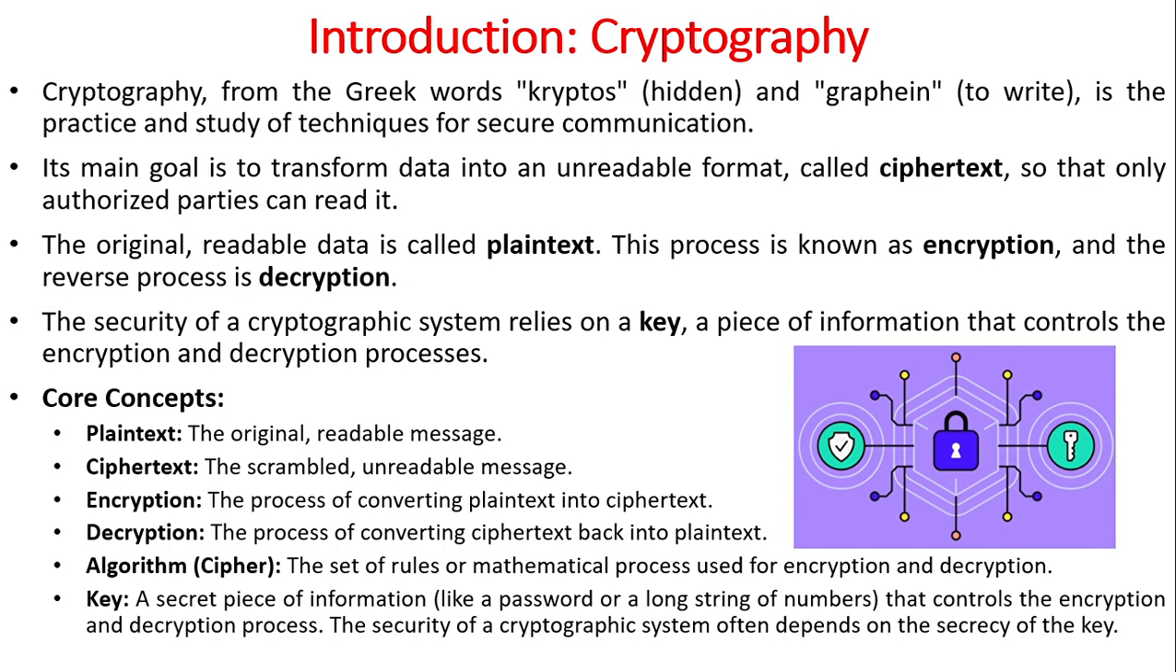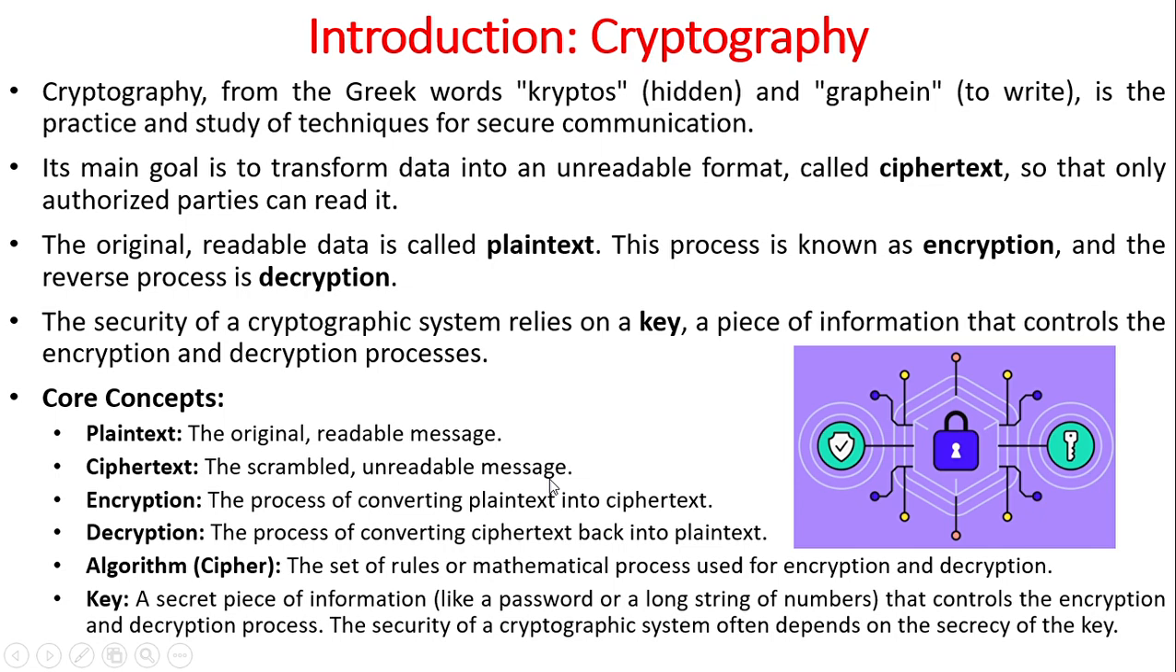And then we will see some of the core concepts. What are the basic keywords we are going to use in cryptography? First, plain text. Plain text is the original readable message. Whatever data we need to send to the receiver, we call it plain text. And then ciphertext. Ciphertext is the scrambled or unreadable format.